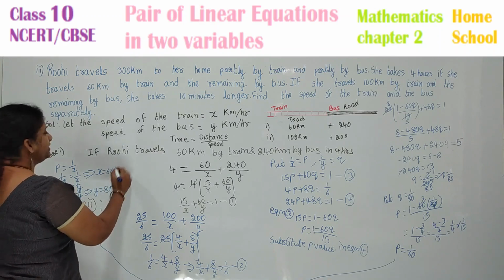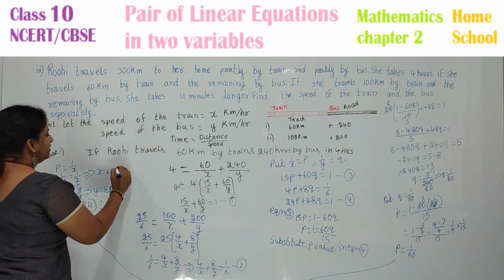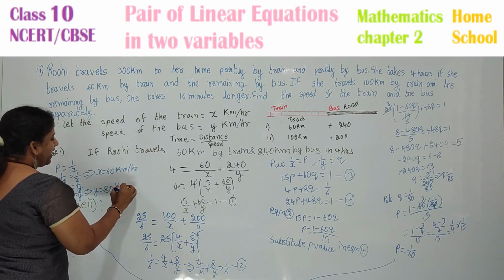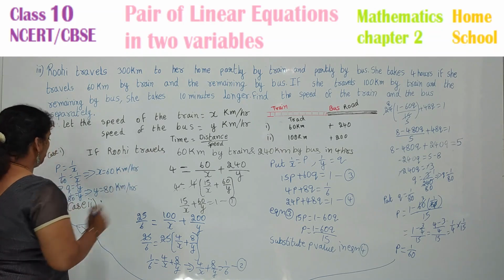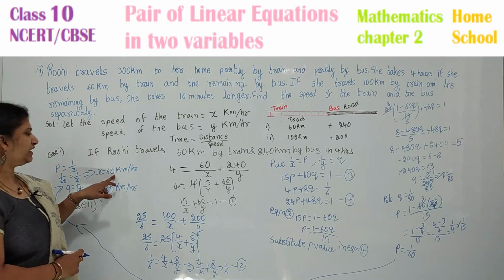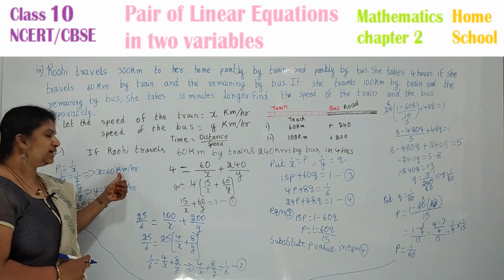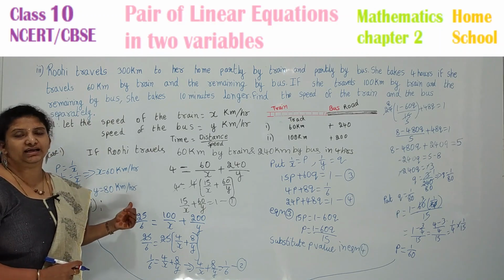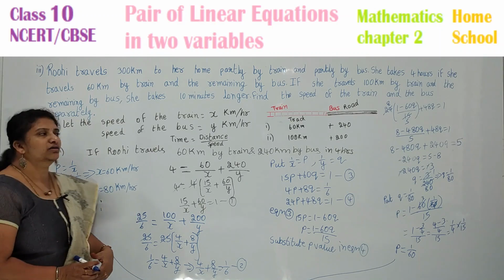What is this, children? It is the speed. 60 kilometers per hour and 80 kilometers per hour. What is the speed of the train? Speed of the train is 60 kilometers per hour and speed of the bus is 80 kilometers per hour.